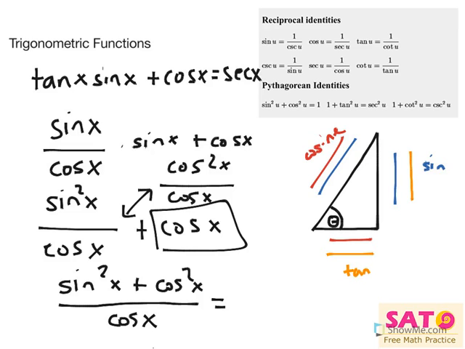Now here's where some of the Pythagorean identities come into hand. Sine squared x plus cosine squared x, it's actually equal to 1. And because we know that, our final answer will be 1 over cosine x. Alright, so the main concepts for trigonometric functions is to know the inverses. Everything right here is very important, and applying them into real-world applications.